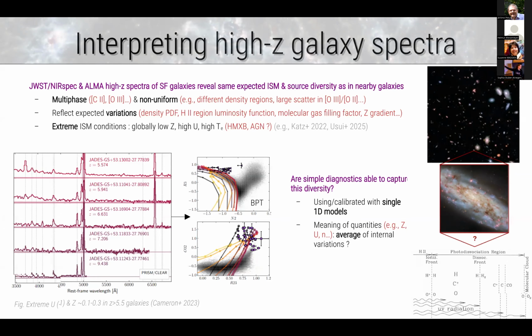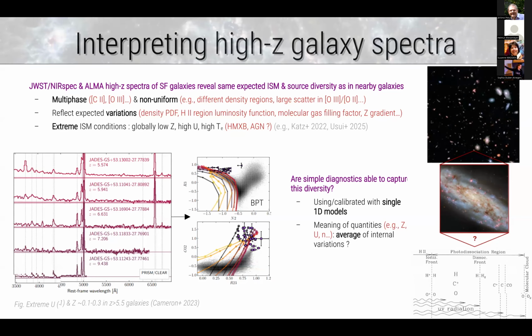What these observations reveal are extreme ISM conditions, globally low metallicity and extreme ionization parameters, which you can see in these famous BPT plots, which compare 2 line ratios versus each other and compare to photoionization models. And the question becomes, this kind of diagnostics with 2 line ratios calibrated on single 1D models, are they able to capture the diversity that you expect in these galaxies? And what is the meaning of quantities that you get, for instance, metallicity or density using such models? Do they represent some kind of averages?